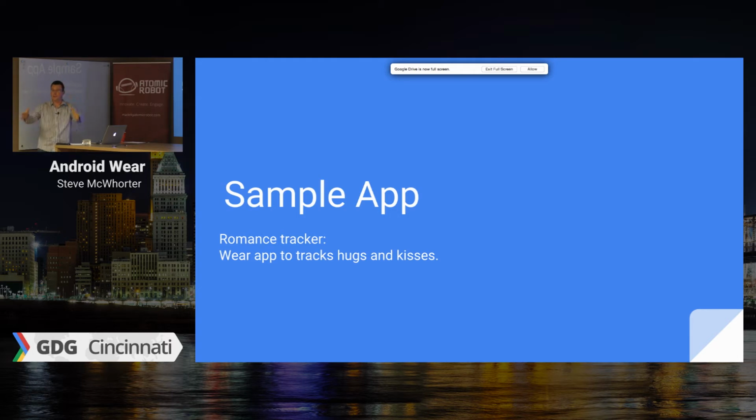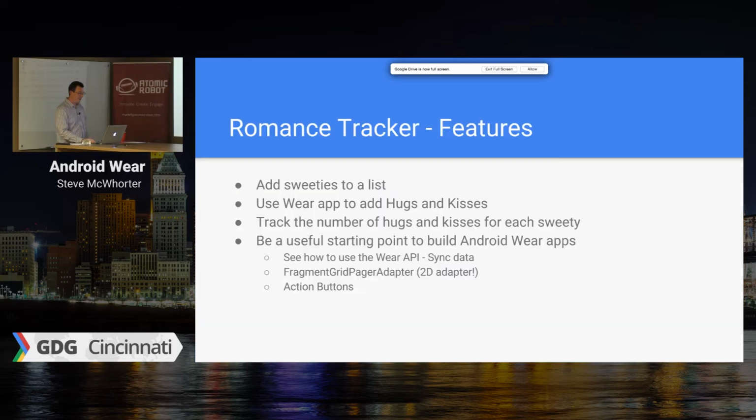Well, you've got your fitness tracker, your food and health and calories. So what about hugs and kisses? What about tracking romance? We need help with that. So I thought this was a good use case for Wear. And just be able to say, okay, I kissed my wife today, I gave her a hug, I gave my daughter a hug. How much am I really doing that? Am I really treating these ladies like I should?